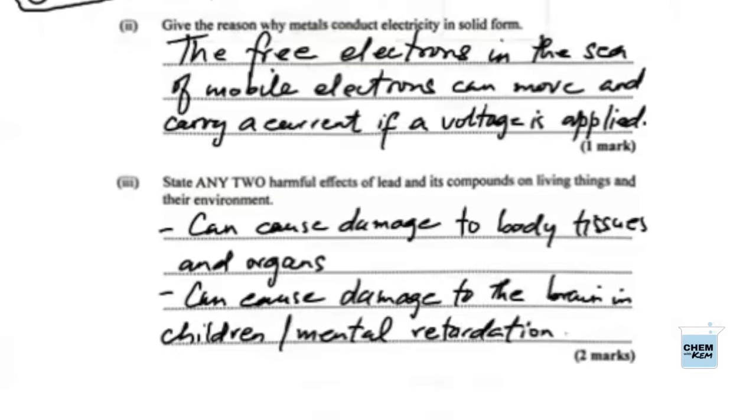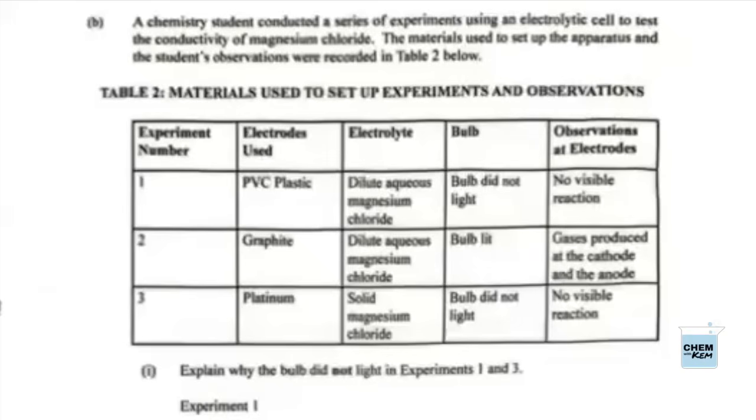So that's why it's important that lead is not in the paint for toys for children, and lead is no longer used in pencils. Part B of 4, a chemistry student conducted a series of experiments using an electrolytic cell to test the conductivity of magnesium chloride. The materials used to set up the apparatus and the students' observations were recorded in table 2 below.